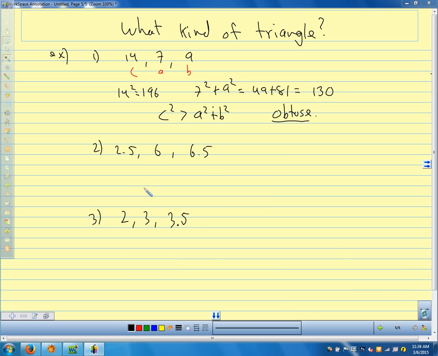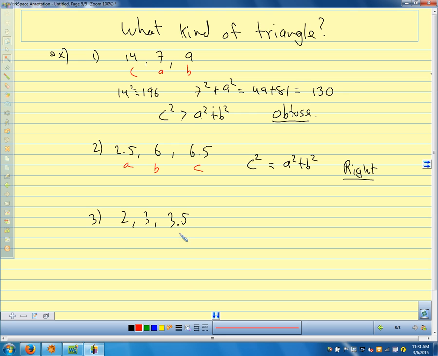So for number 2, which side is going to be side C? 6.5 is C, and it doesn't matter how we label the other two. And what do we find for number 2? C squared less than, equal, or greater than A squared plus B squared? So if we calculate this out, we would say that they are equal, and this tells us what kind of triangle? Right.